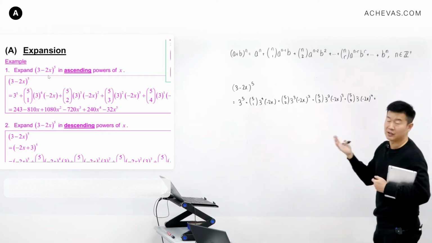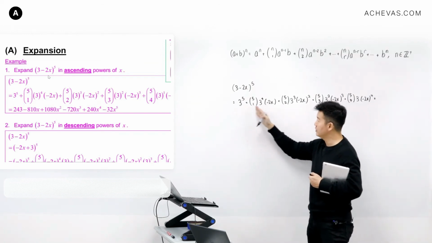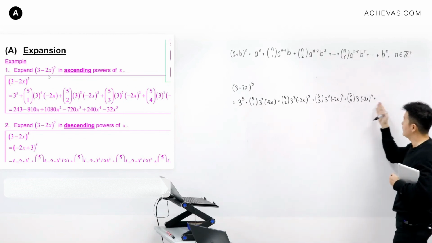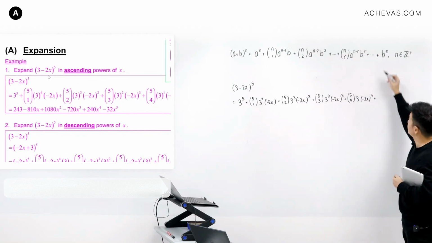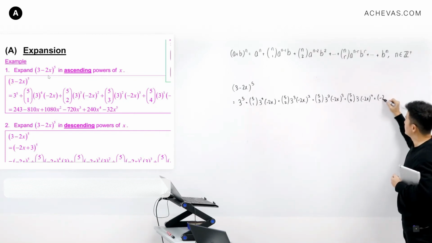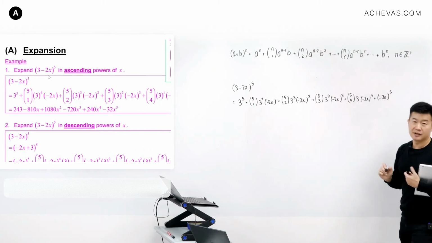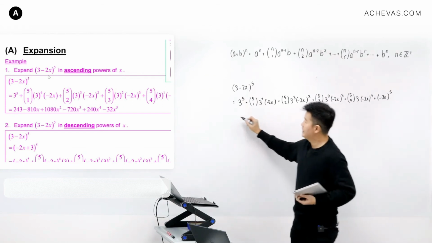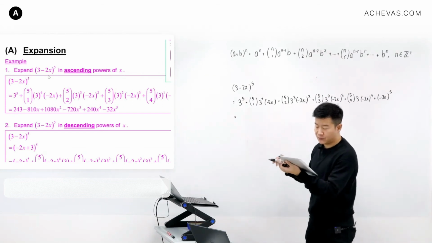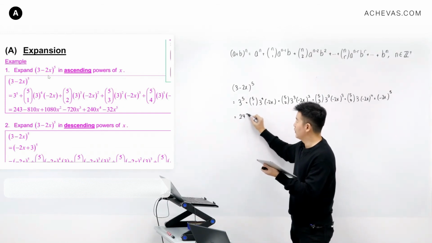And we will have the last term already, right? Because I have 1, 2, 3, 4, 5. So there are only 6 terms. So the last term is going to be minus 2x to the power of n, which is 5 in this case. It is this. So let me evaluate this. 3 to the power of 5 is equal to 243.